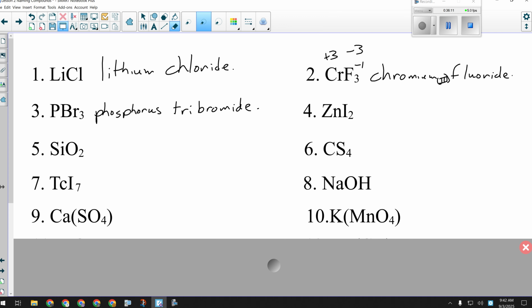All right, number 4, ionic or molecular? Ionic. Zinc is a metal. So we follow the naming rules. Zinc iodide. Does zinc have more than one charge? No. Zinc is always a 2+, so no Roman numerals are required on this one. Any questions on the first 4? All right, keep going.